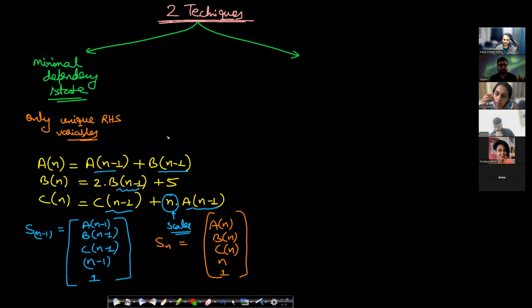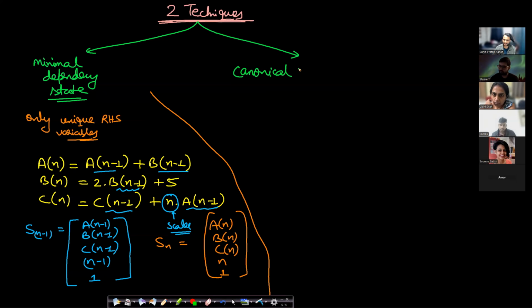Okay. So this is the technique that you know, and I follow this technique. But let's see another technique. I think it is clear, right? I have taken a slightly weird kind of example so that you will go back and start thinking about it. Canonical or block state.